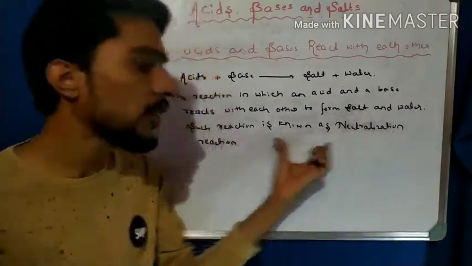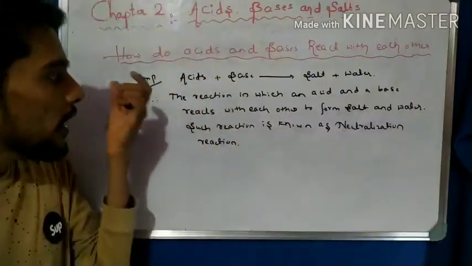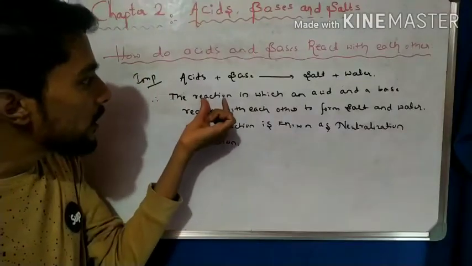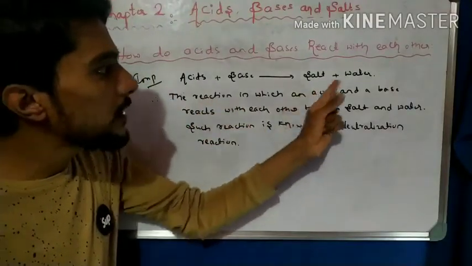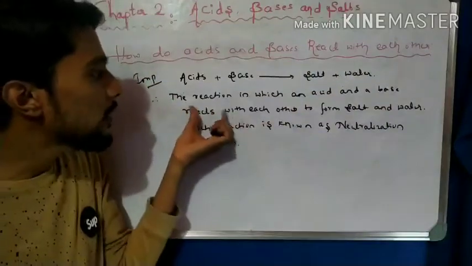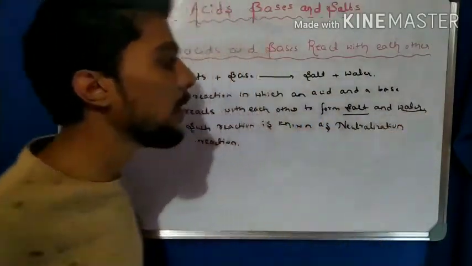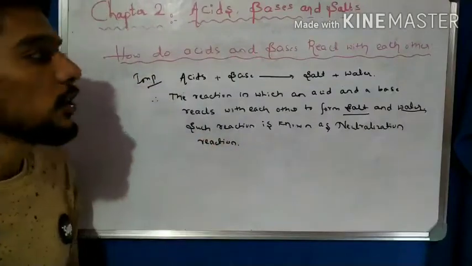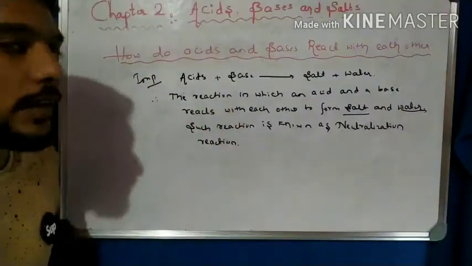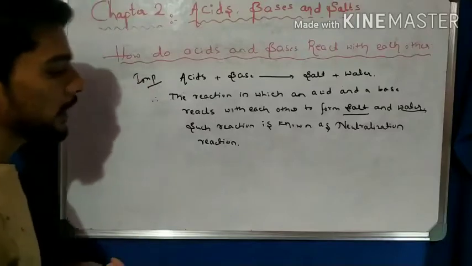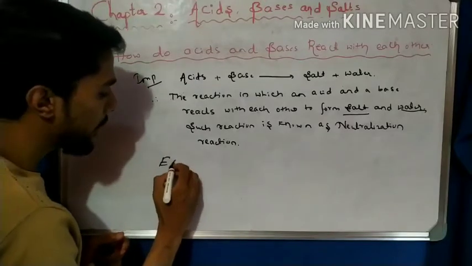Define neutralization reaction with example. So what is a neutralization reaction? The reaction in which an acid and a base react with each other to form salt and water. This is the result: they form salt and water. So such a reaction is called a neutralization reaction. A very simple and easy definition. Now take an example, very important.